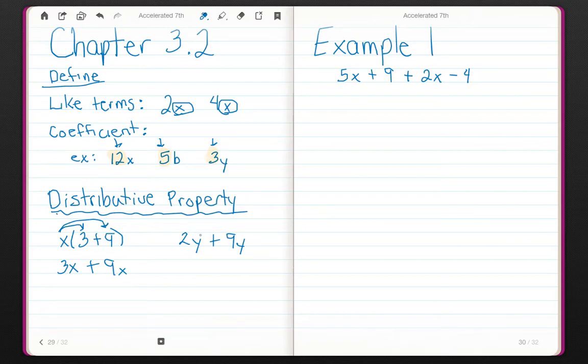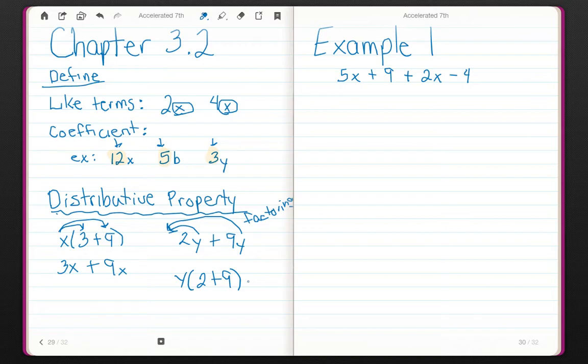The reverse is true. If I have two like terms, so here I have 2y plus 9y, I can do what's called factoring. I can factor out the common factor, which in this case is y. It's kind of like the reverse distributive property. I'm going to take the y out. So I would have y times (2 plus 9).